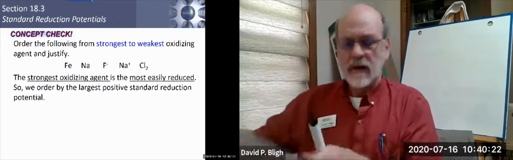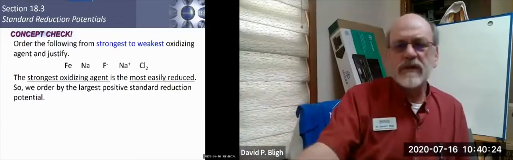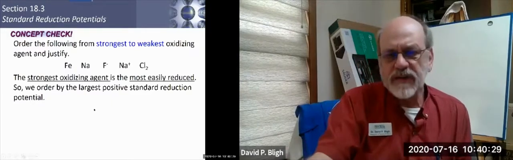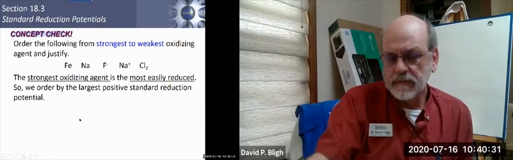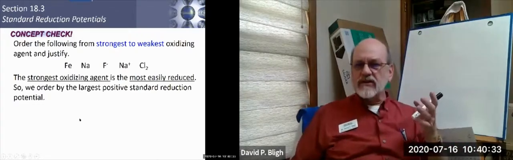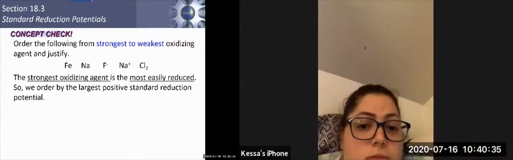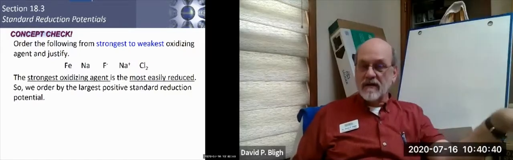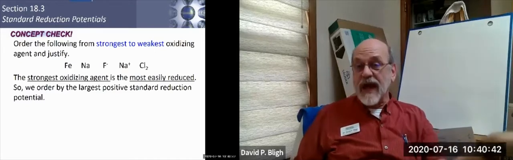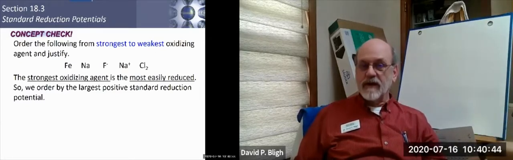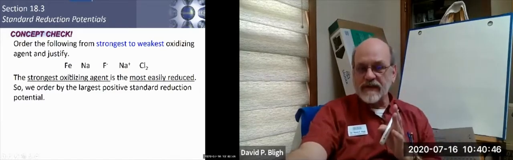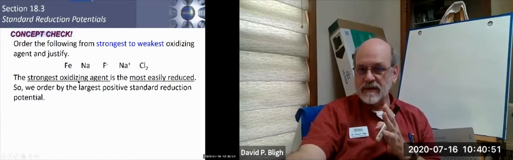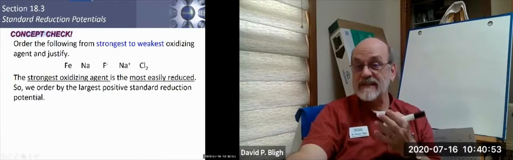Unless, all right. So here's another concept. Remember what an oxidizing agent does. An oxidizing agent must be reduced because it is responsible for oxidizing the reactant in the other half cell. So the strongest oxidizing agent is the one that is most likely to be reduced, or the most easily reduced.